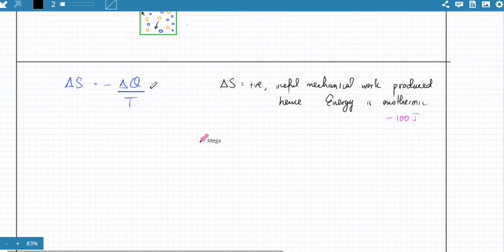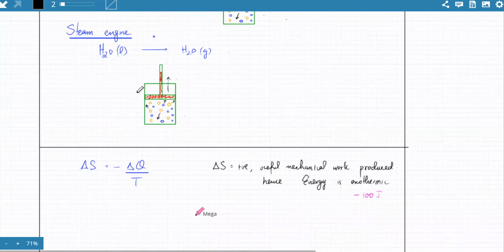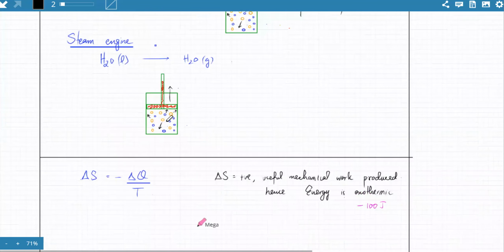How do you measure entropy? Entropy is basically a property of a substance. For example, I want to measure the entropy of steam. Entropy is that at a particular temperature, how much work would be produced, delta Q. This one is the work. If you know physics, it's P delta V. P delta V gives you the work done: the pressure of the gas multiplied by the change in volume would give you the work done that's being produced by the steam over here.